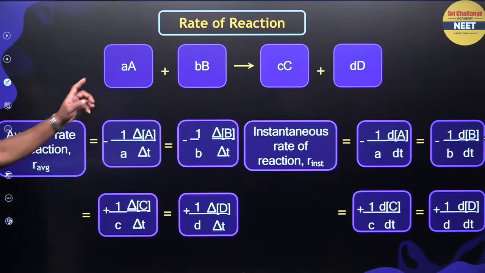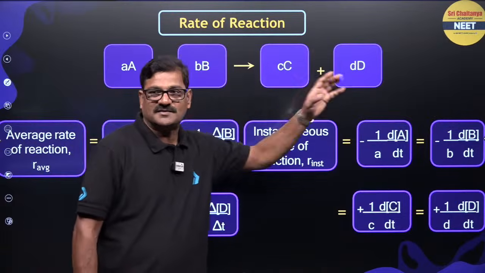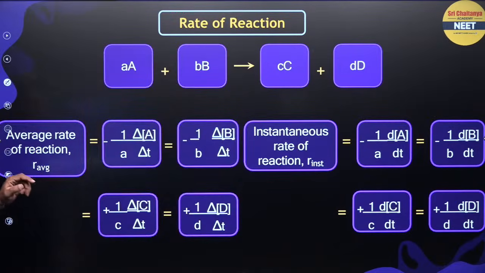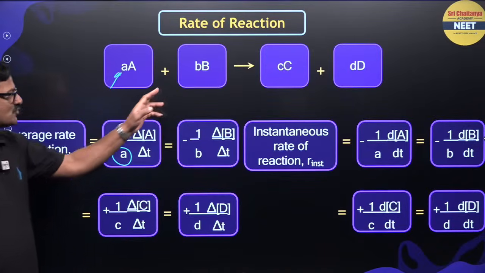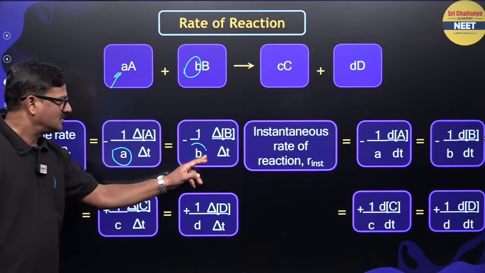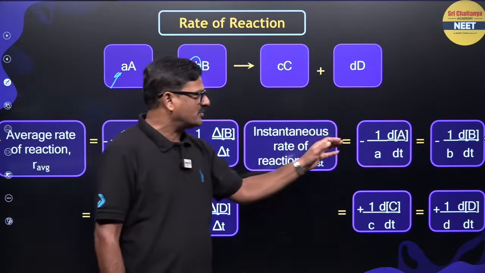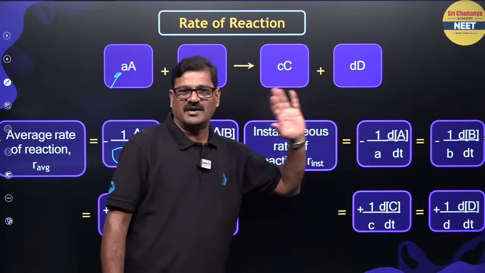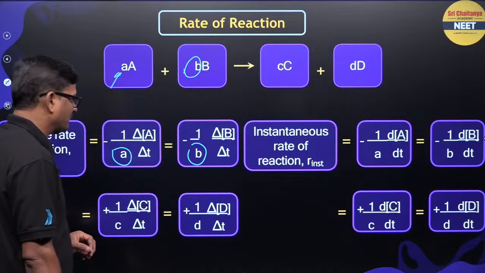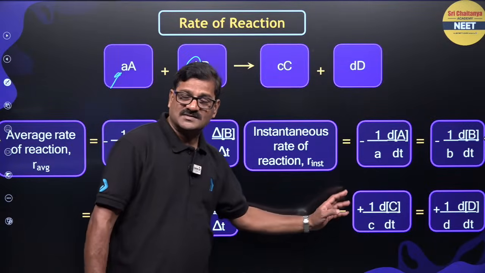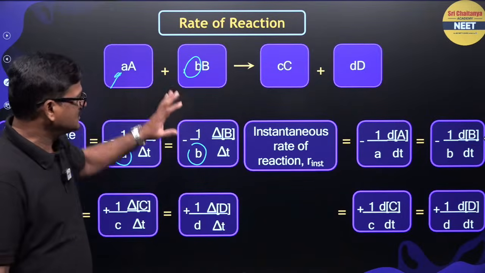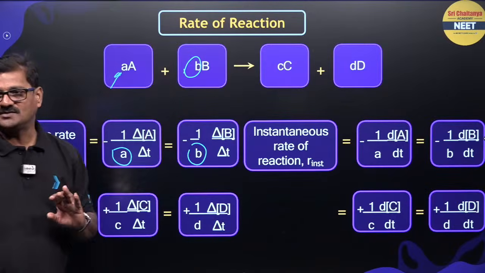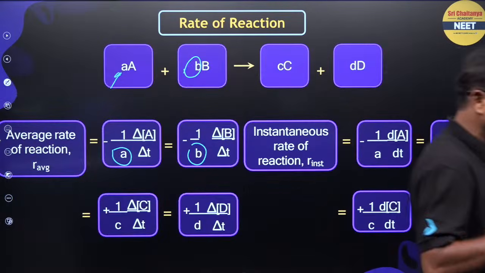Now, you can say a moles of A, b moles of B, c moles of C, d moles of D. Now, with this I can say that average rate is going to be minus 1 by a, is equal to minus 1 by b. So, instantaneous rate minus 1 by a dA by dt, minus 1 by b dB by dt is equal to plus 1 by c dC by dt is equal to plus 1 by d dD by dt. So, this is the simplest way. कहीं भी इस्तेमाल करो चलेगा, ठीक है.